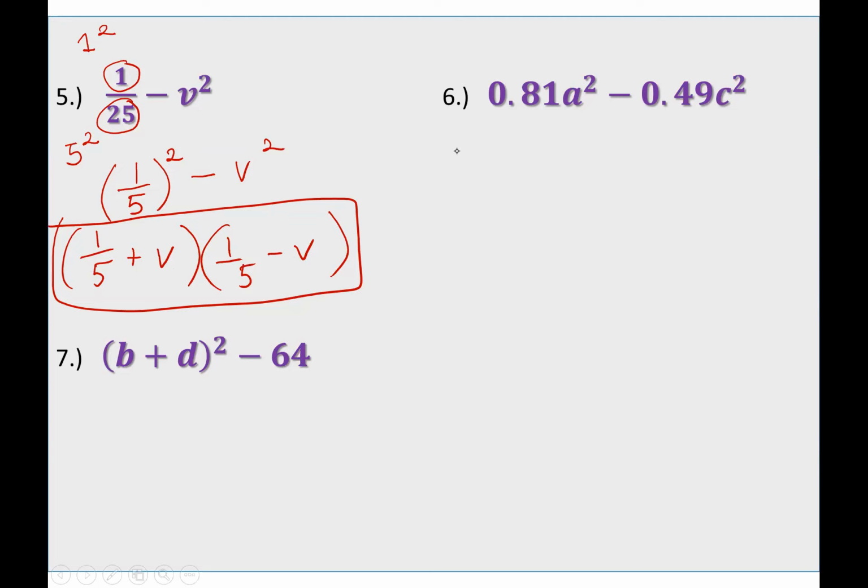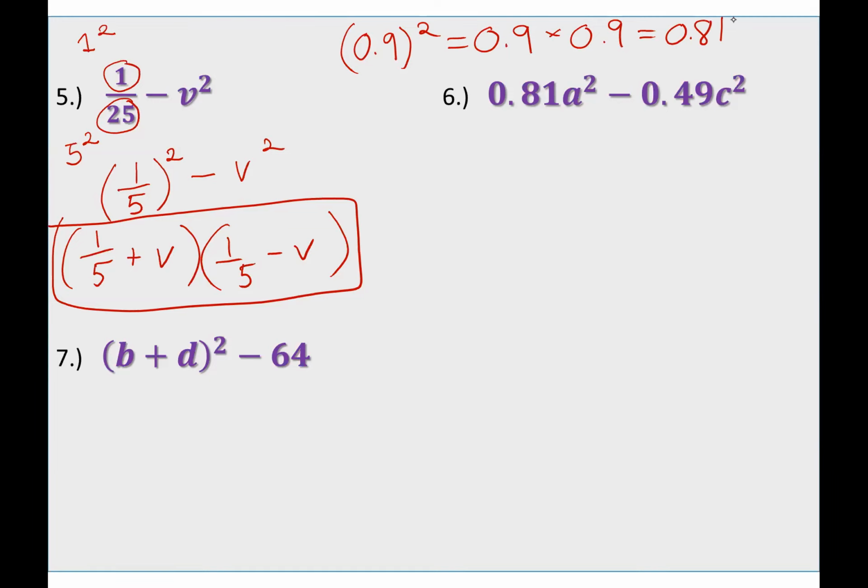Number 6, this one deals with decimals. So use your calculator to help you here. Our problem is 0.81 a squared minus 0.49 c squared. I want you to see that first decimal is 81. So we know that 9 times 9 is 81. So 0.81 is probably also a perfect square. We need to maybe play around with our decimals on our calculator. If you try different values, what I would try first is just 0.9, and that's what's going to work. So 0.9 squared is equal to 0.9 times 0.9, and yes, that is 0.81.